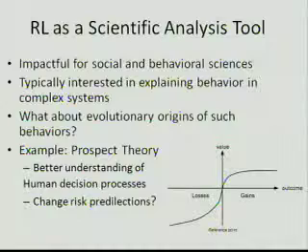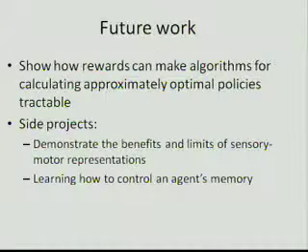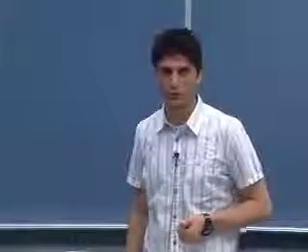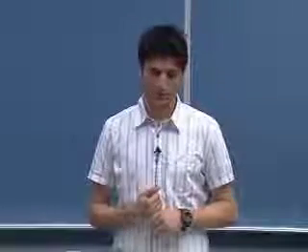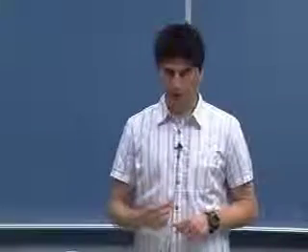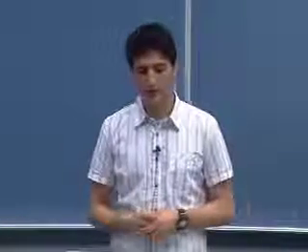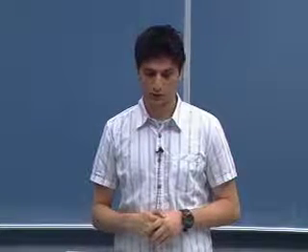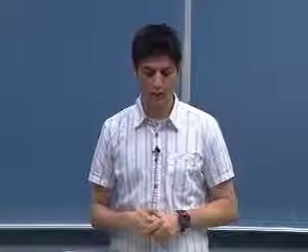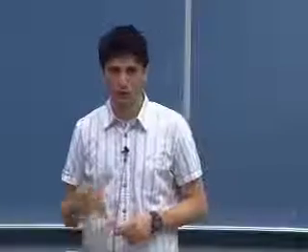We are about to conclude this experiment and get results for it. So, our future work is to conclude that experiment and get results for it. We also want to show how rewards can make approximately correct algorithms that find approximate policies quickly. As a side project, I'm also working on the benefits and limits of sensorimotor representations, and on how to make the agent learn to control its own memory to solve a problem efficiently.